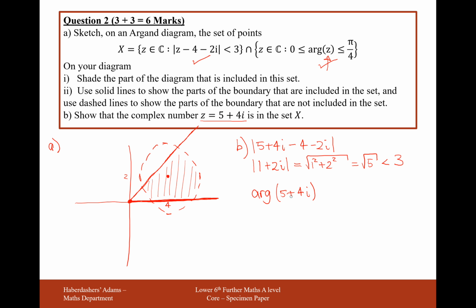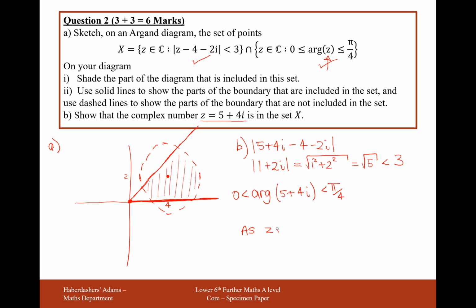Okay, this one here, that one's definitely going to be less than pi by 4, based on the fact that 5 plus 4i is going to be pi by 4. So if it's 1 space less than that on the x-axis, on the y-axis, then it's definitely going to be less than pi by 4, and it's going to be more than 0 because it's not a real number. So you write a little conclusion at the end here.